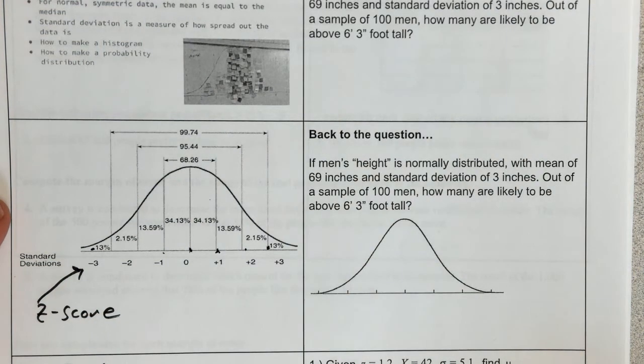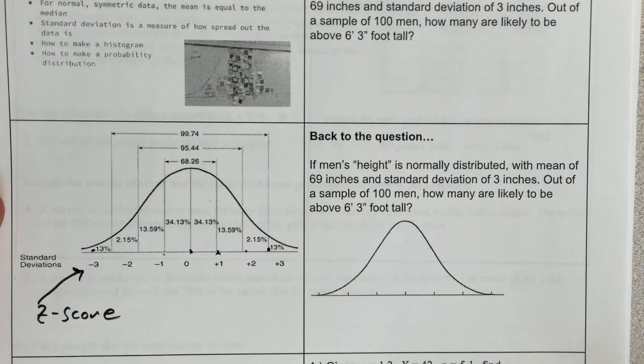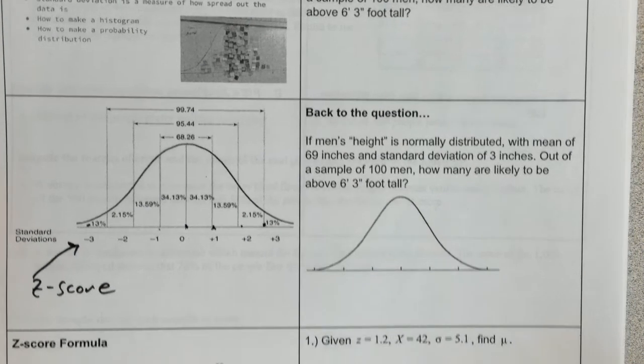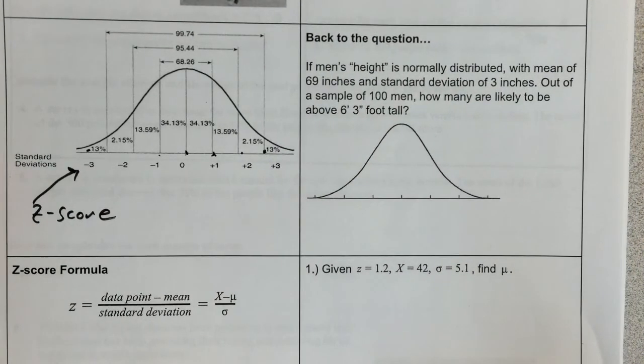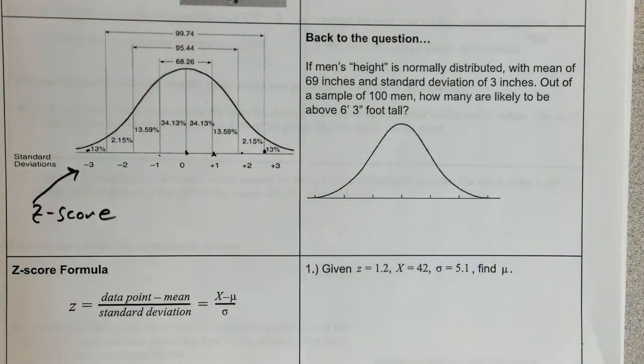Why z-score? I'm not really sure. Number of standard deviations away from the mean is what it means, and that's a lot to say at one time. So z-score is simpler. Maybe that's why. All right. So let's go back to our question here.